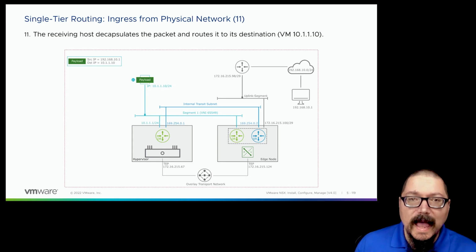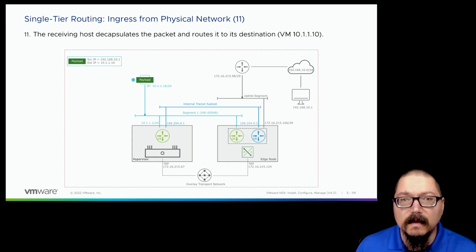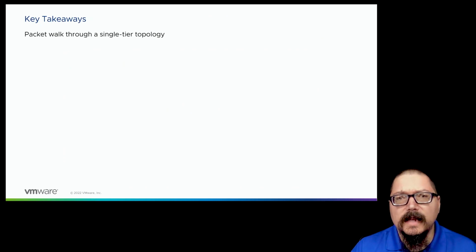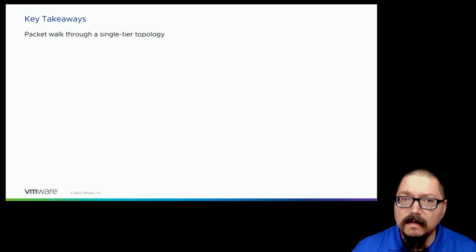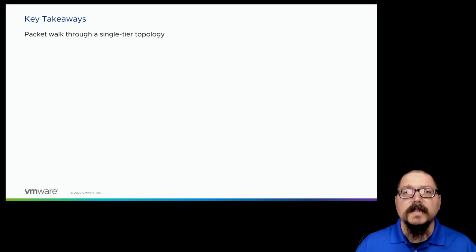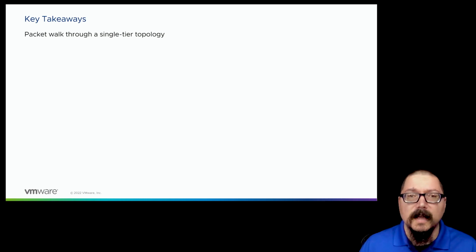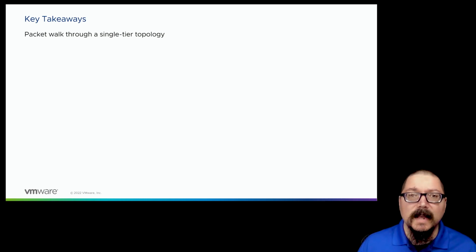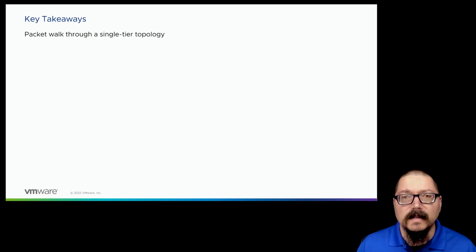So we look at logical routing packet walks, and we see that there's both logical switching and logical routing involved because we need the logical switching to move the resulting layer 2 frame from transport node to transport node, from hypervisor to edge, from edge to hypervisor, right? So logical routing does not happen in a vacuum. It happens in concert with logical switching. So that's our single tier topology.